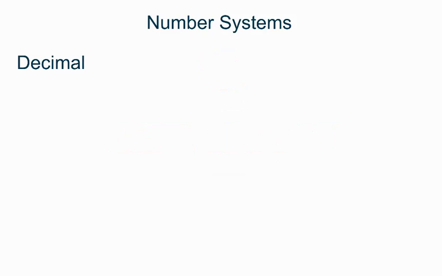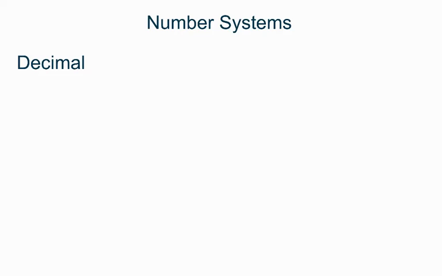Hello guys, in this lecture we will be discussing what number systems are. Number systems are basically methods developed by humans over time to calculate the number of things, like counting the amount of things and representing them. The most commonly used number system is the decimal.